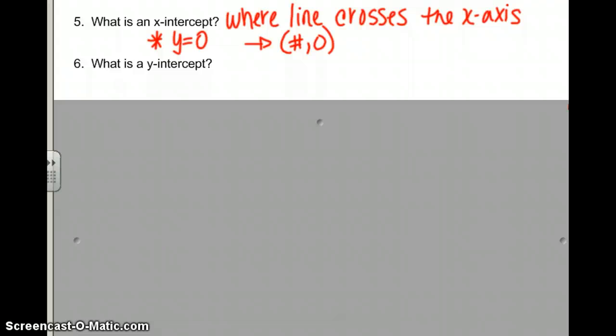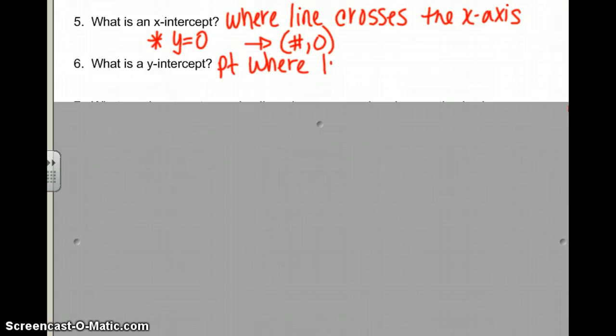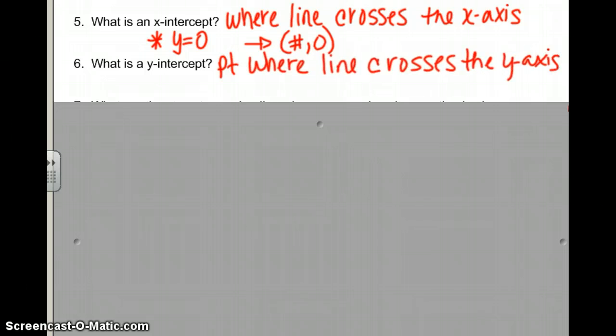Same thing with our y-intercept. So our y-intercept is the point where the line crosses the y-axis. So if we make our x value 0, the point will be 0, comma, a number.